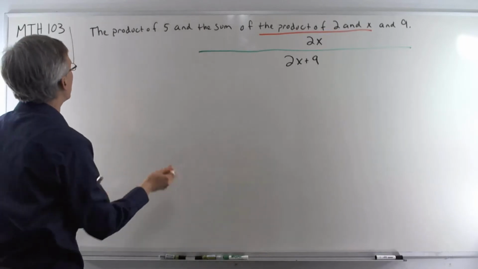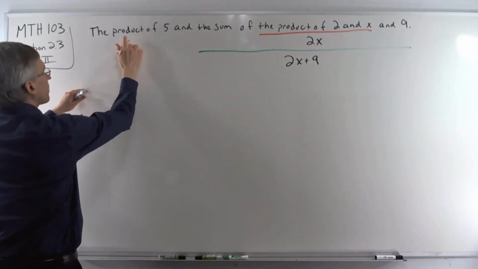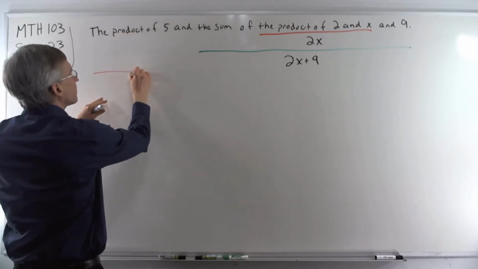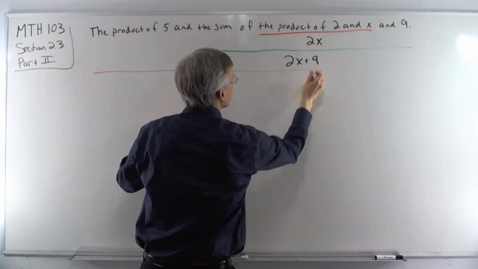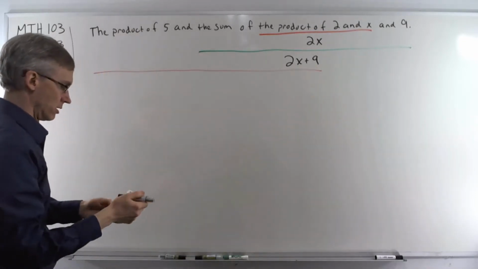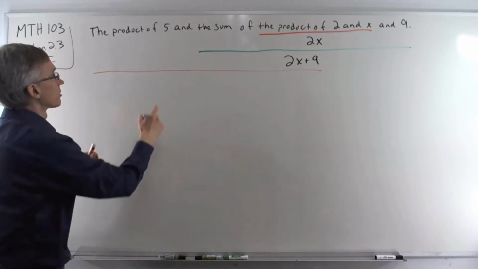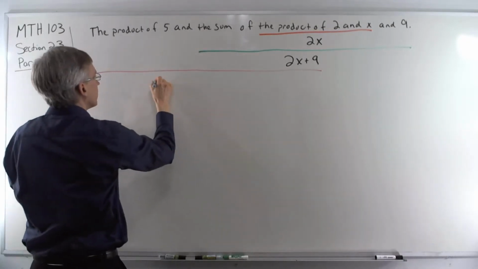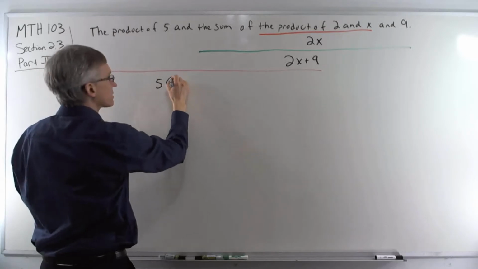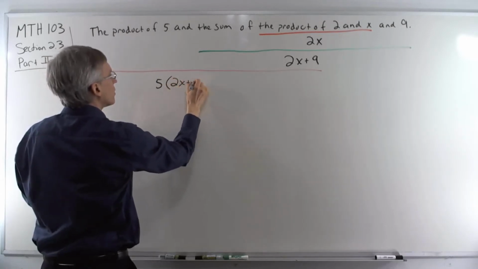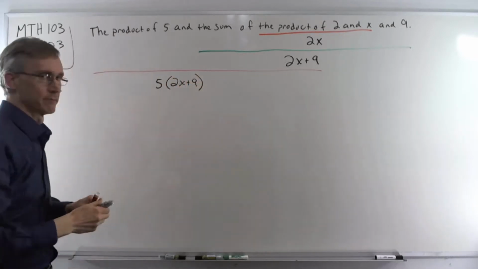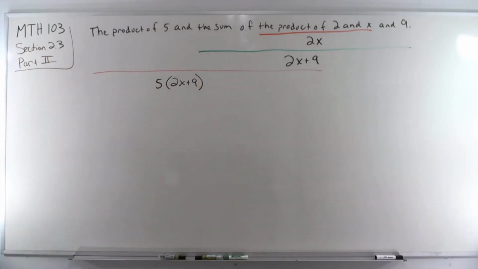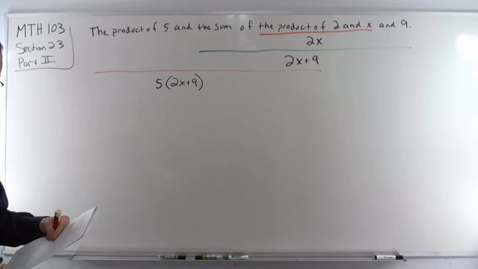Finally, now we're going to include this operation, product. So we've got the product of 5 and 2x plus 9. So product is multiplication, so we're going to multiply 5 times that thing. And that thing has to go inside parentheses. So 5 times (2x plus 9). Your turn number 2.